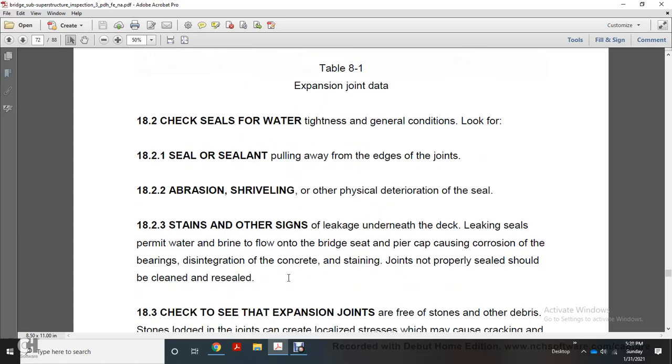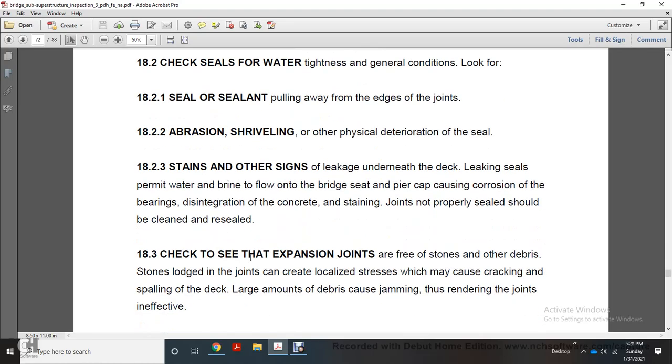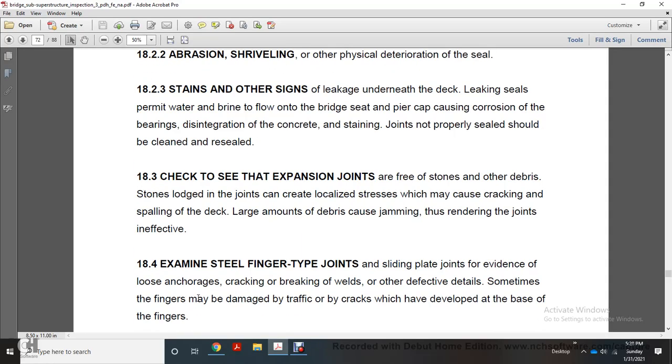Stains and other signs of leakage under the deck, with a leaking seal, brine and outfall under the bridge seat, the pier cap, corrosion of the bearing, and disintegration of the concrete. Staining of joints not properly sealed or cleaned. Check the seat at the expansion joint for stones and other debris lodged in the joint. Localized stress may cause cracking or spalling, and a large amount of debris causing a jam renders the joints ineffective.